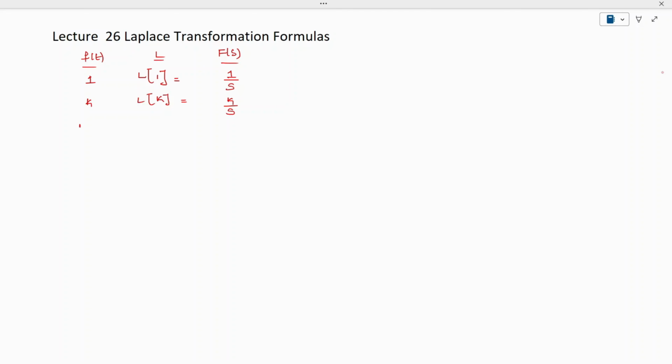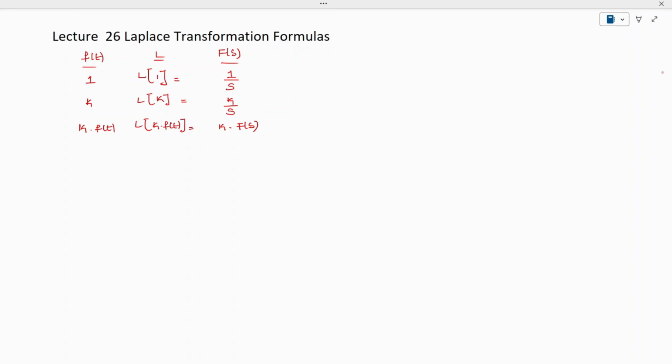So Laplace of a scalar k into f of t follows the scalar theorem. So k is a constant, and Laplace of f of t is f of s.